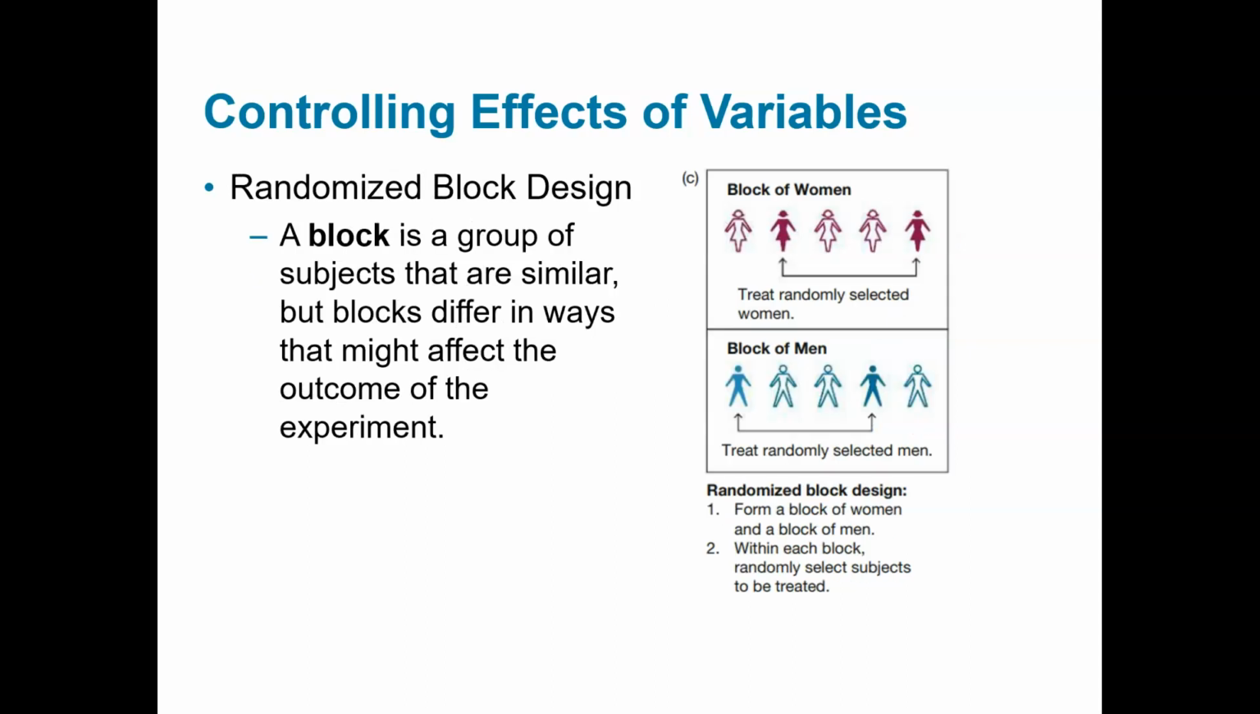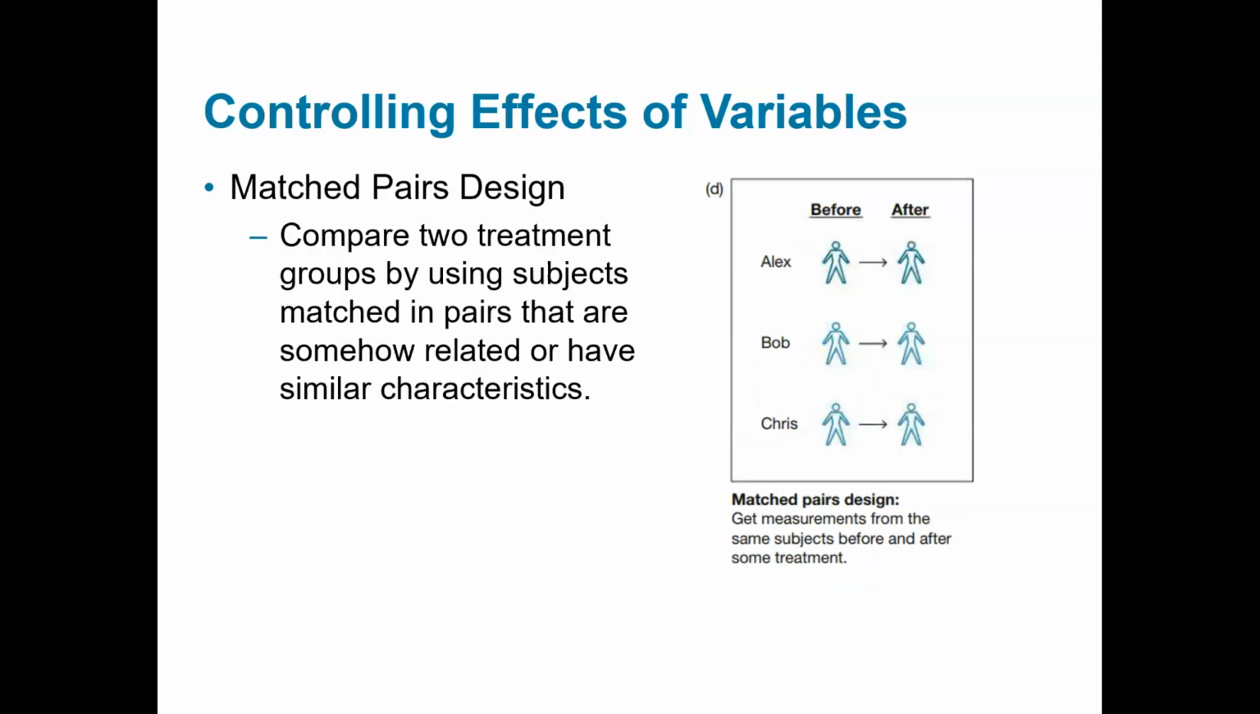We could do a randomized block design. So a block is a group of subjects that are similar, but blocks differ in ways that might affect the outcome of the experiment. So we would form a block of women and a block of men. And then within each block, we would randomly select subjects to be treated. This way, we know we're getting a sample of women and a sample of men, rather than totally random, which may not turn out the way we wanted.